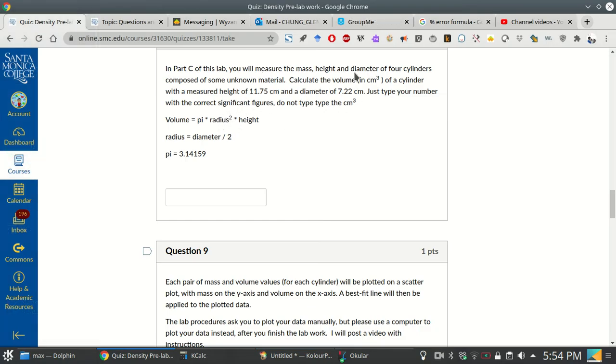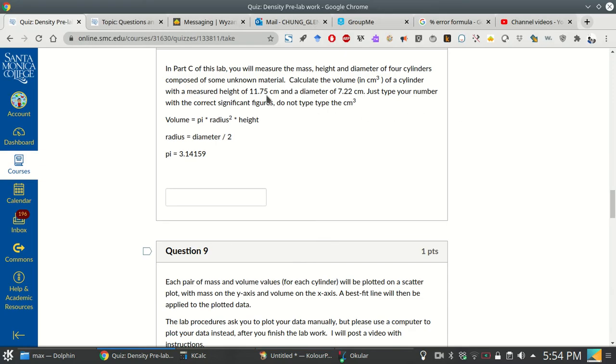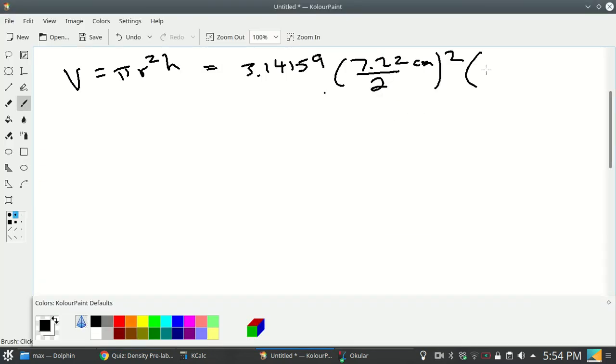So if this is the diameter, what's half of 7.22? Well, let's see. 7.22, half of that, right? That's centimeters, right? And it's radius squared, right? And then height. The height is 11.75 centimeters, all right? Now let's look at the data here. This data has 3 sig figs. This data has 4 sig figs. This is not data. This is also not data, right? So the answer should be in 3 sig figs.